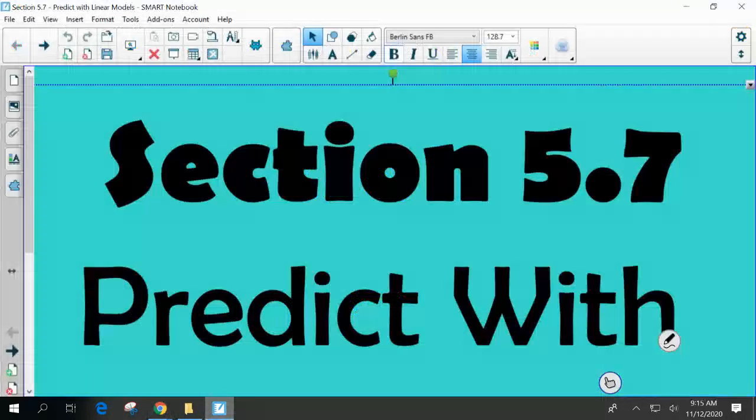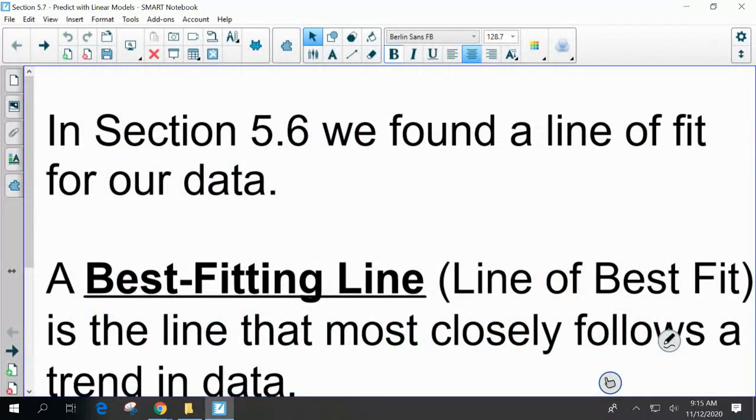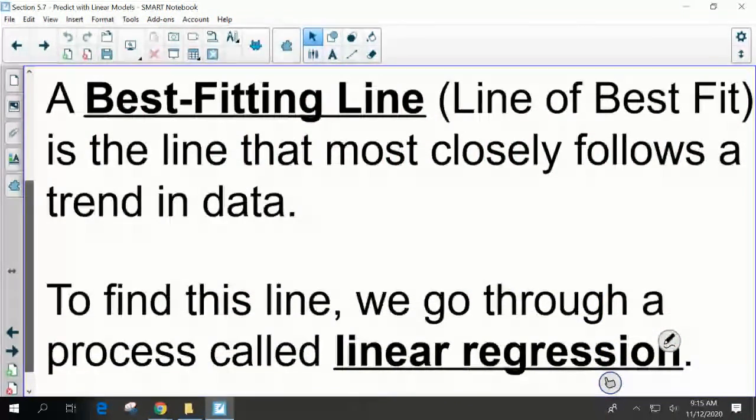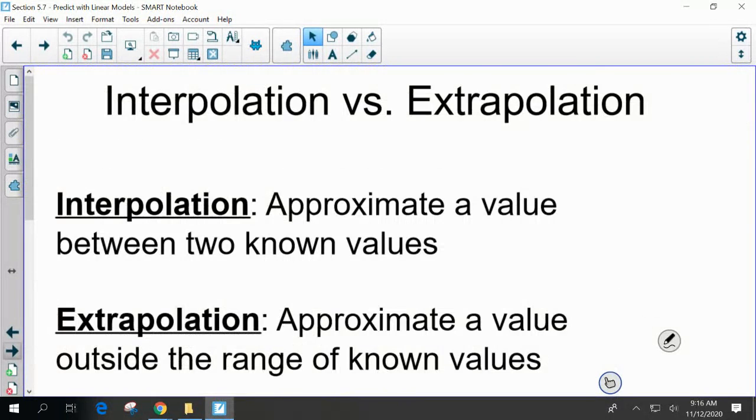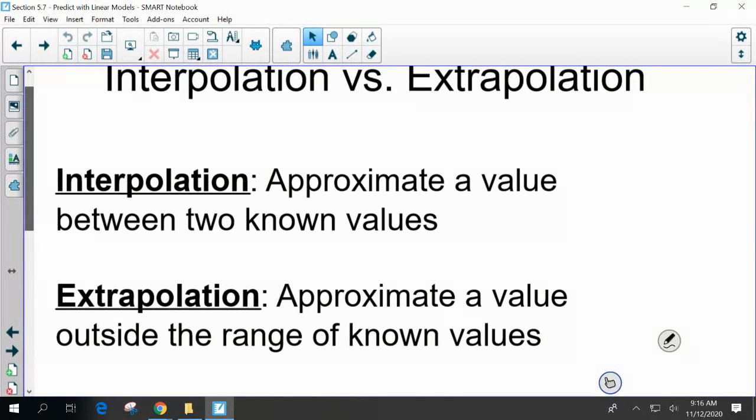All right, so 5.7, we are predicting with linear models. So here's a couple of vocab words. So best fitting line, or the line of best fit, is a line that most closely follows the trend in the data. And so here we have interpolation versus extrapolation.